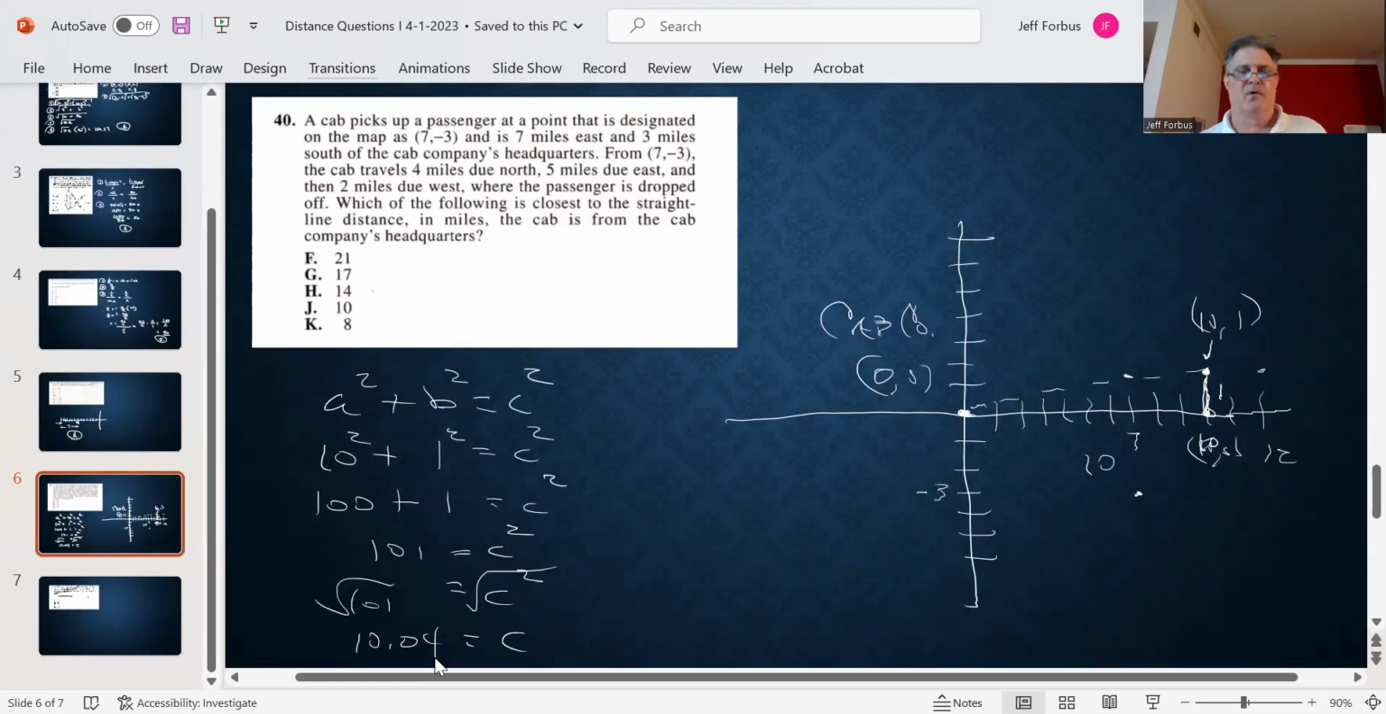Now, notice what it says: which of the following is closest? They use the word closest. So our answer would be J, 10.